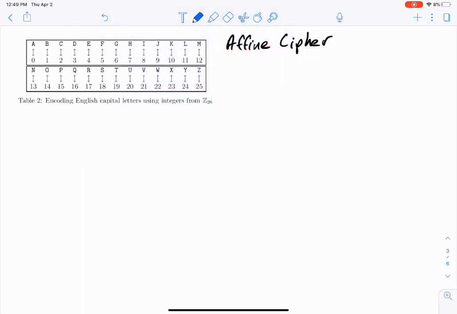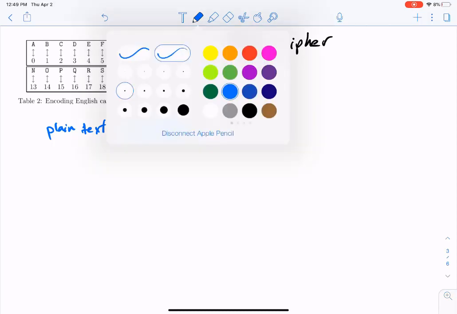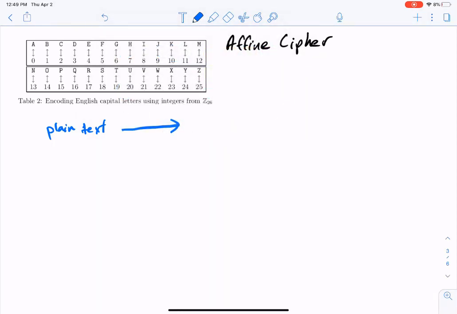So let's do this in blue here. When you do cryptography, I'm going to remind you, you have a plain text, which is the message you want to send. You will encrypt the message and create what is called a ciphertext. So your plain text is a message you want to send. If you encrypt it, you'll get a ciphertext. And this is the encryption.